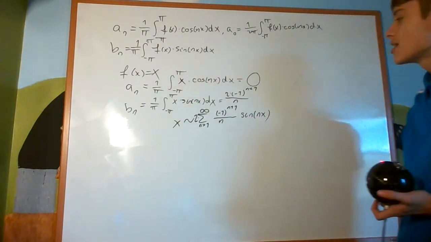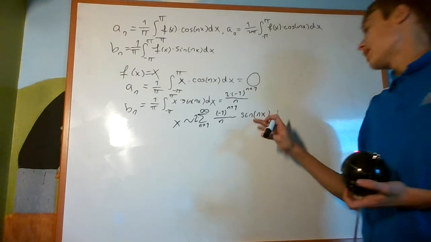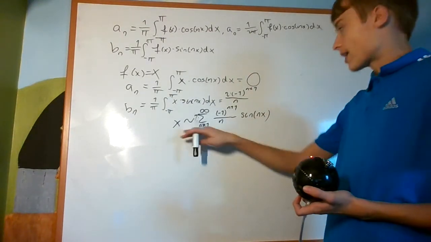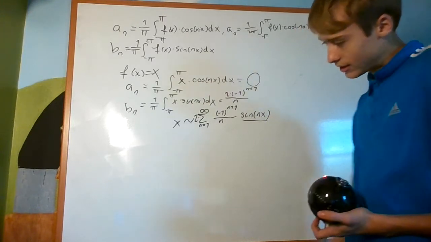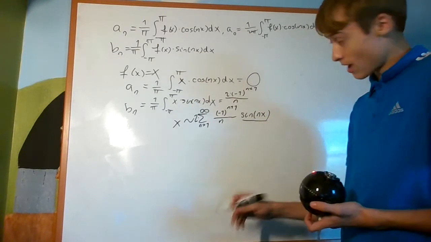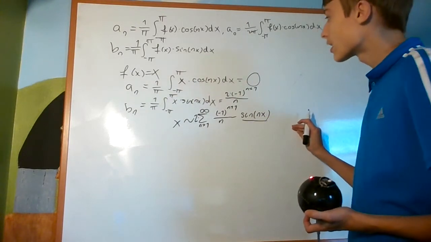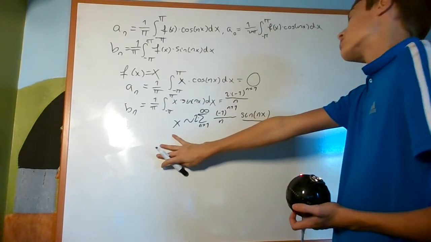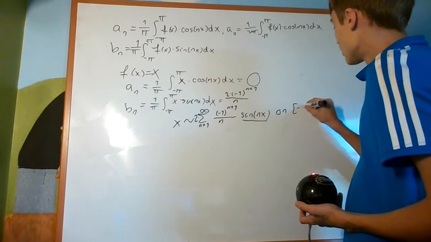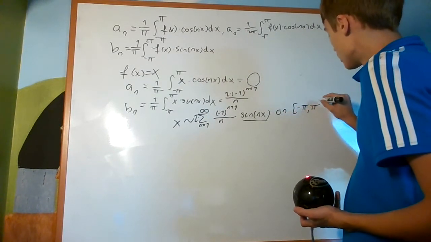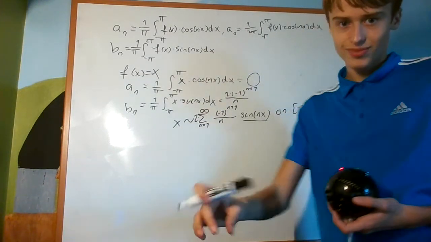That right there is how you represent the Fourier series for x. Now there's a problem with this. It's that sine of nx is periodic, so that means that the sum is going to be periodic, and x isn't periodic. So this is only going to be true on the interval negative pi to pi. And we're done.